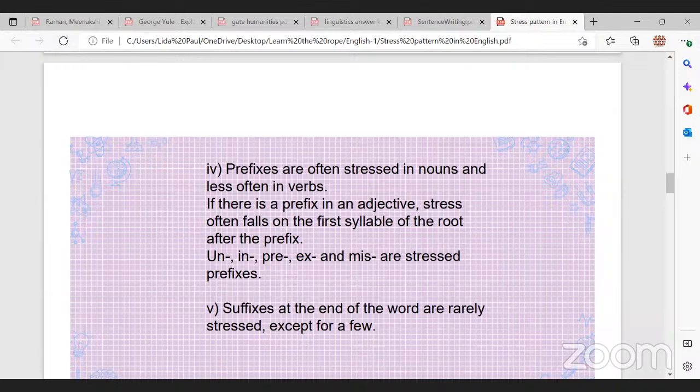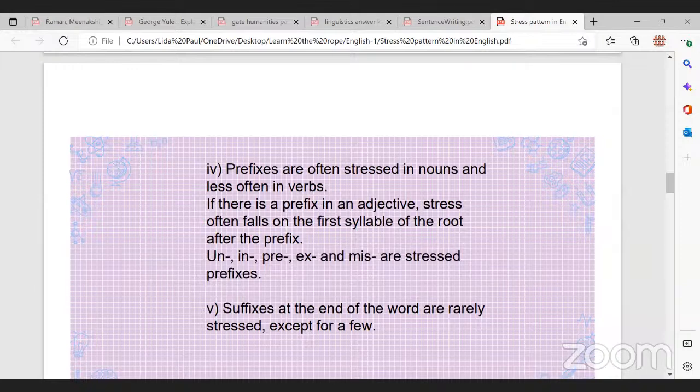So when you have something like unpack, where un is your prefix, where do you think the stress would be? Will it be on un? No, no. Unpack. You won't have the stress on un. That's the thing I was talking about. When you have prefixes, in nouns they can be stressed, but in verbs, usually the prefixes are not stressed. So it is unpack, not unpack. Okay, unpack. Get this? On the prefixes when used with a verb, but on nouns, they may.